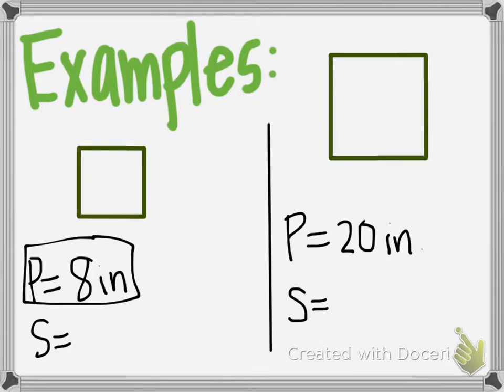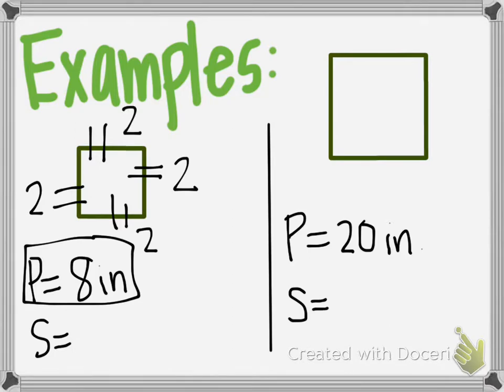So if this perimeter is 8, we'll put one hash mark on each side until we get to 8. So it would be 1, 2, 3, 4, 5, 6, 7, 8. Then students should know to stop when they get to the given perimeter, and then they can look and see how many hash marks they put on each side. I put 2 here, 2 here, 2 here, 2 here, so each side is 2 inches.